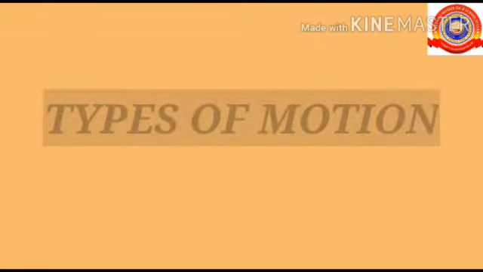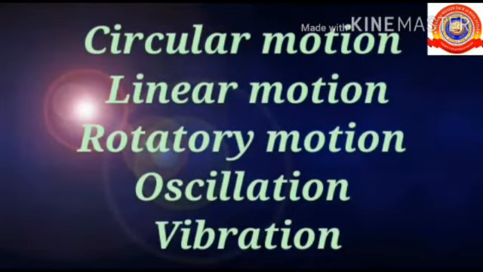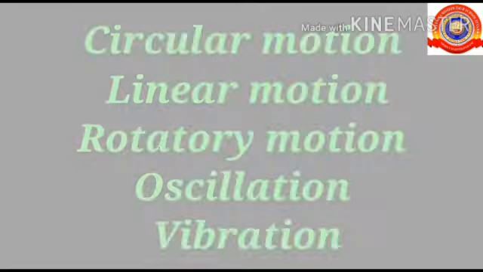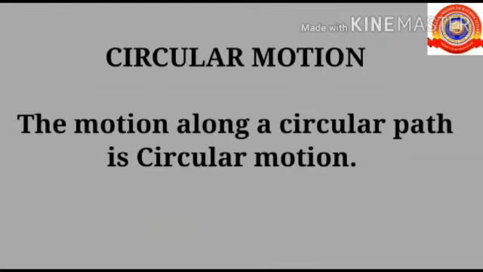Next, we are going to discuss about the types of motion. The circular motion, linear motion, rotatory motion, oscillation and vibration are the different types of motion. The first one is circular motion. The motion along a circular path is called circular motion.